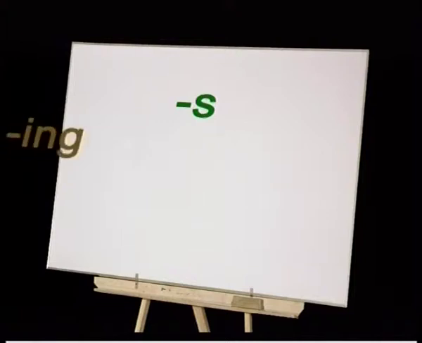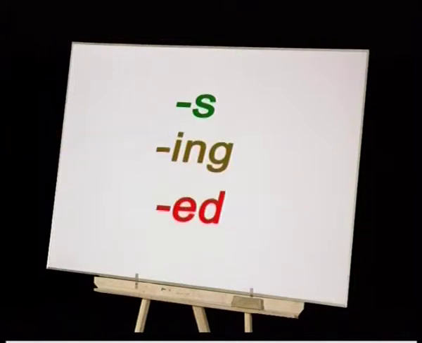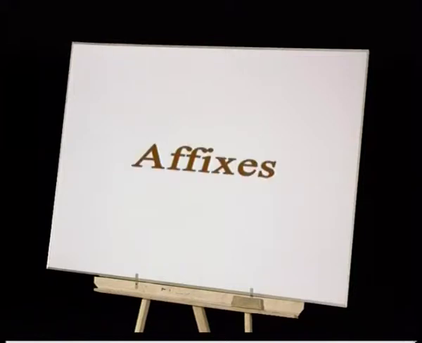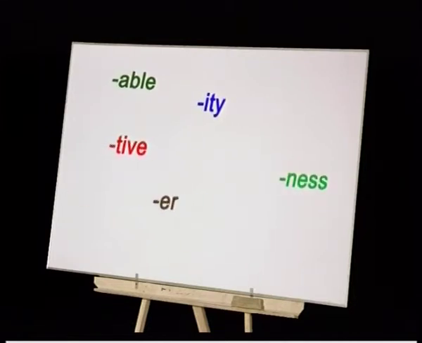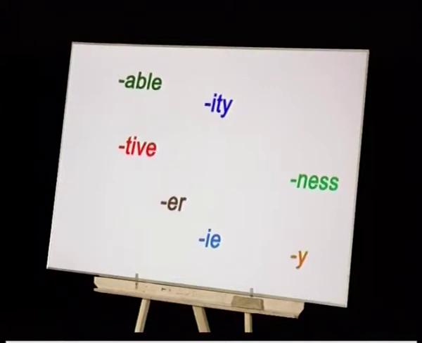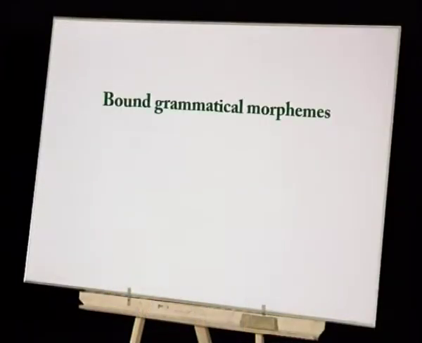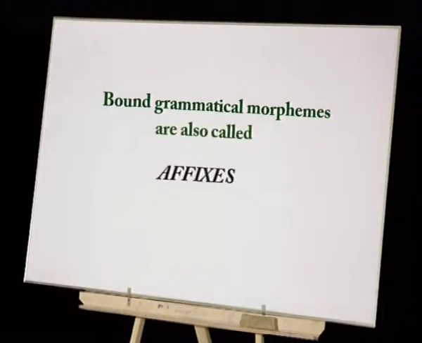Grammatical morphemes form a closed class, which means that the languages do not easily acquire new grammatical morphemes. Grammatical morphemes are typically bound. Examples are the plural form s, the be form ing, the past form ed, but also affixes such as able, ity, ness, ie, and y. Bound grammatical morphemes are also called affixes.